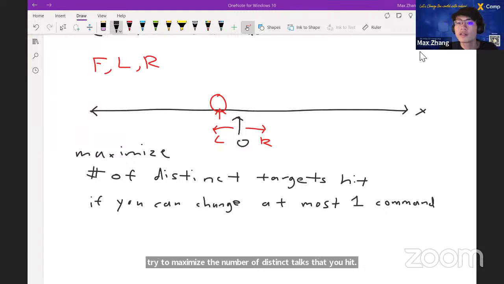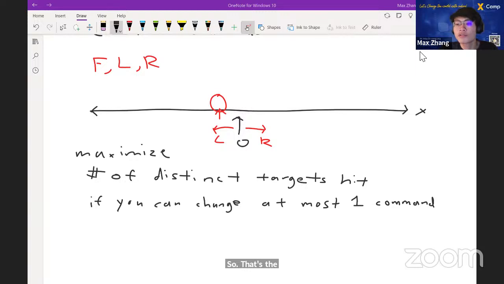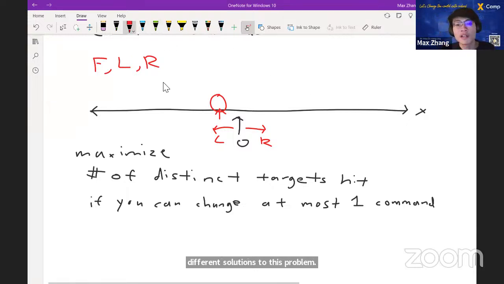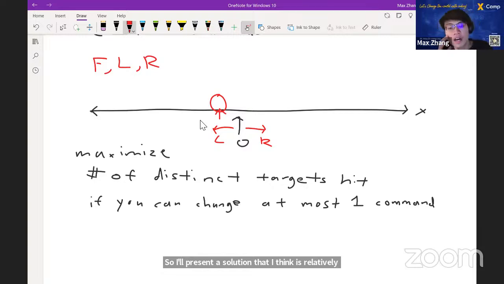Okay, so that's the problem. Let's talk about how to solve it now. I'm going to say right now that there are many different solutions to this problem that I know of, and they are of varying levels of implementation difficulty. So I'll present a solution that I think is relatively clean and short to implement. It's probably less than 100 lines, which is considered short for this problem.